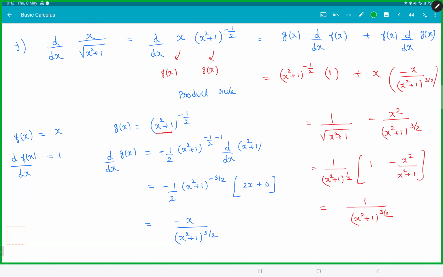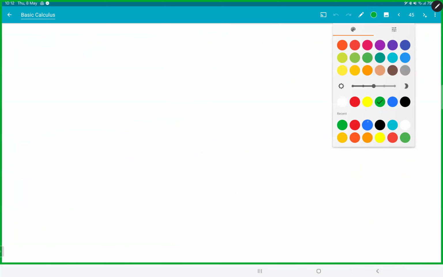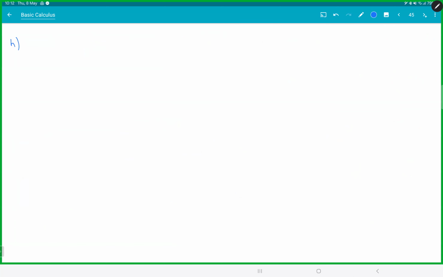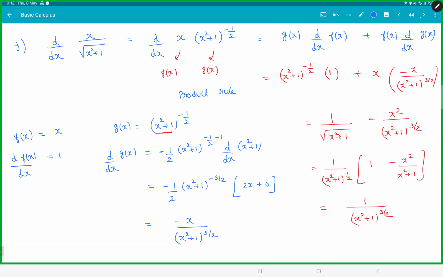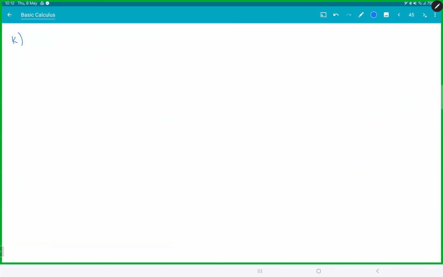Let's do the H1. Any doubts on J? I hope everyone got that, but still, if there's any confusion, please ask. Okay? So d by dx of x by x square plus 1. Same story, just the things are different. So I will write this thing as d by dx of x into.